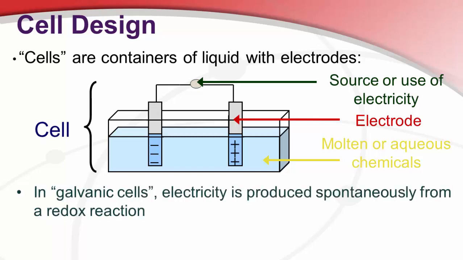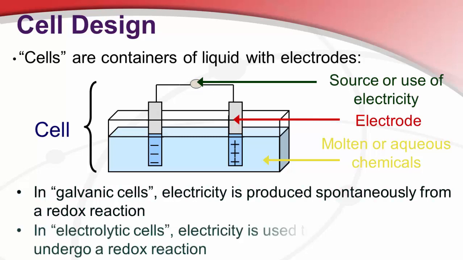In galvanic cells, electricity is produced, so the reaction produces electricity. In electrolytic cells that we'll talk about a little bit later, the electricity is actually consumed. It's used to force chemicals to do a non-spontaneous redox reaction. And we'll talk about one of these in a few minutes.